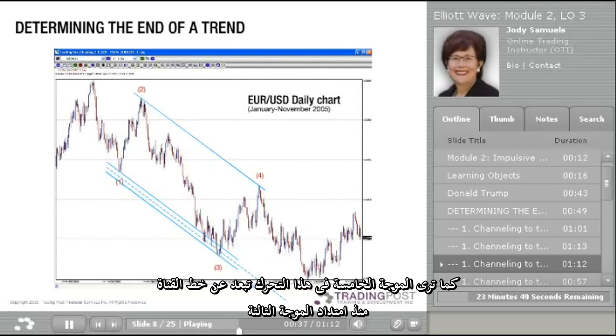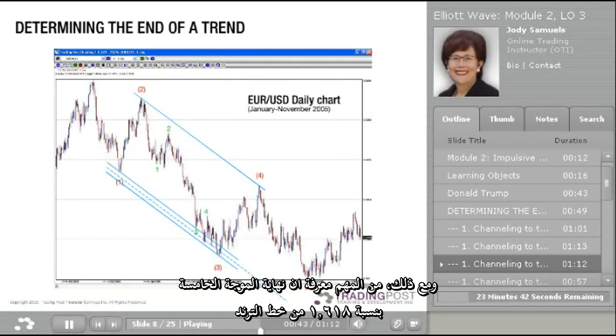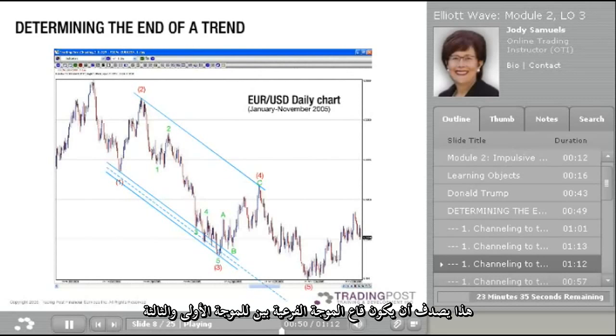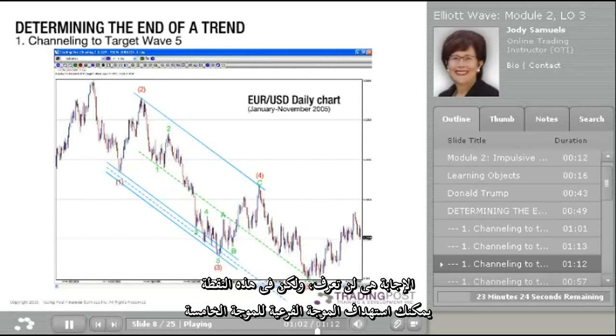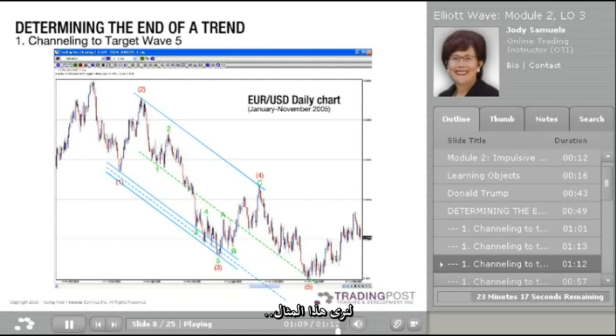As you can see, wave 5 of this move falls short of the channel since wave 3 is extended. However, it is also worthwhile to note that wave 5 ends at the 61.8% trend line, which also happens to be the bottom of subwave 1 of 3. You are probably asking yourself, how would I know that wave 5 is not going to reach the channel target? The answer is you don't, but at this point you can target the subwave 5 of the 5-wave move. Let's look at that example.